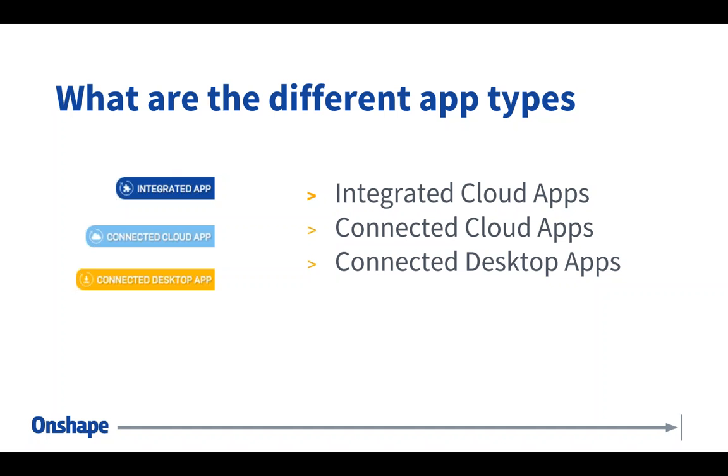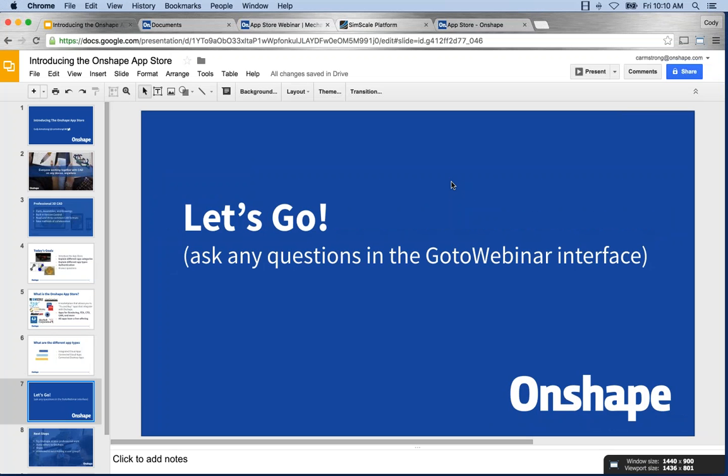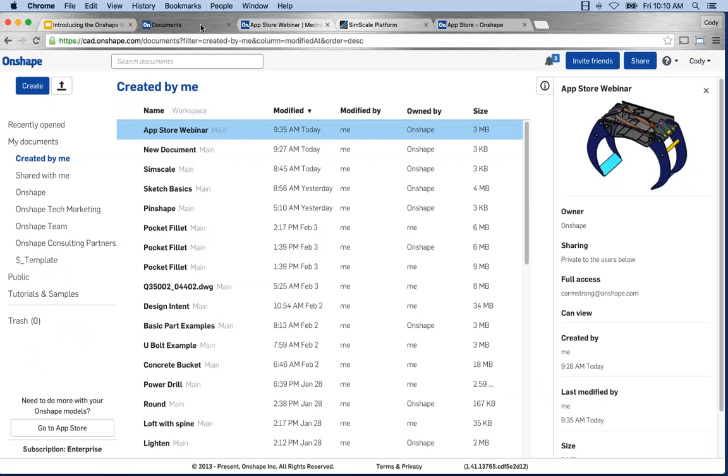So those are the different app types. And I wanted to point them out because I'm going to show you an example in a bit of the authorization and setting them up in just a moment. But let's jump into it here now. What I'd like to do is first, of course, show you how to get to the Onshape App Store. And that's going to be the first thing.